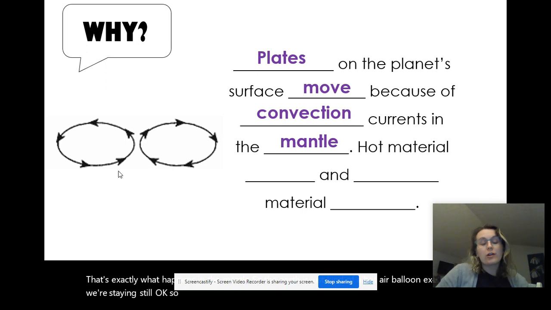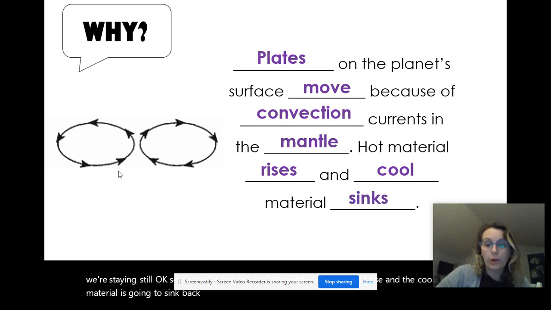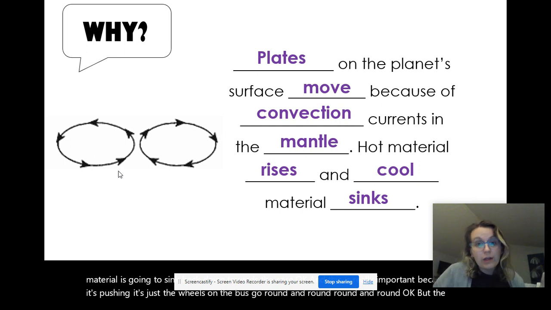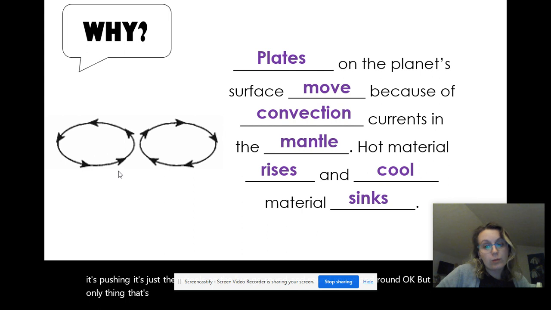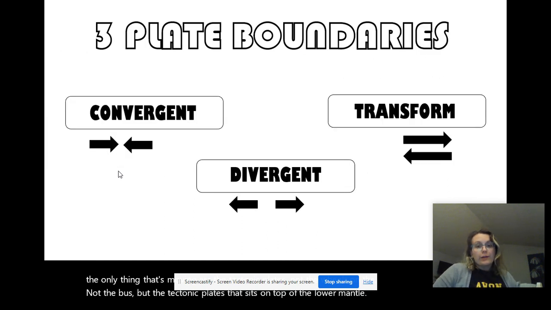Okay. So the hot rock is going to rise and the cooled material is going to sink back down towards the core. Okay. And this is really important because as it's pushing, it's just the wheels on the bus go round and round, round and round. Okay. But the only thing that's moving are the tectonic plates, not the wheels on the bus, not the bus, but the tectonic plates that sit on top of the lower mantle.